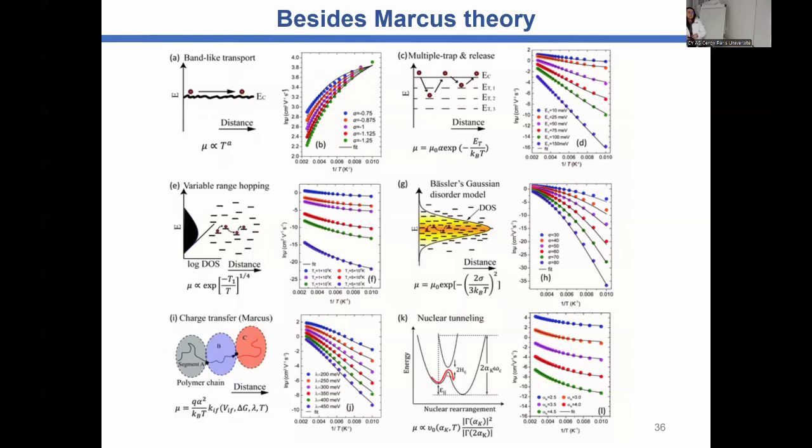And we have these another four examples: variable range hopping, Bässler Gaussian disorder model, Marcus theory that we discussed, that they nowadays are the most used for organic polymers, mainly on organic solar cells, and also nuclear tunneling, that it's almost close, but to the charge transfer between the Marcus model.